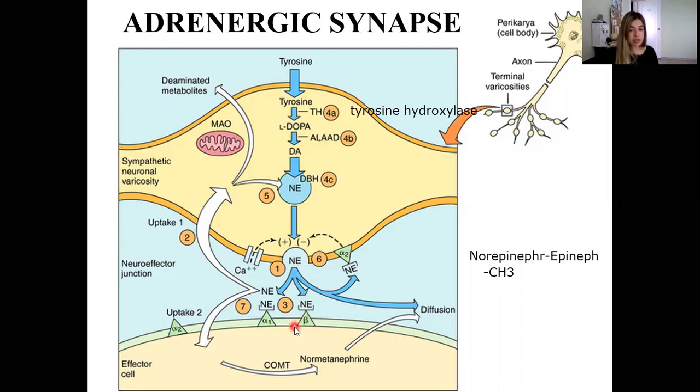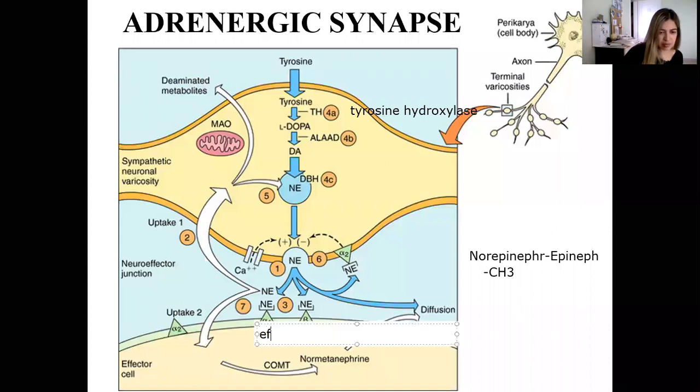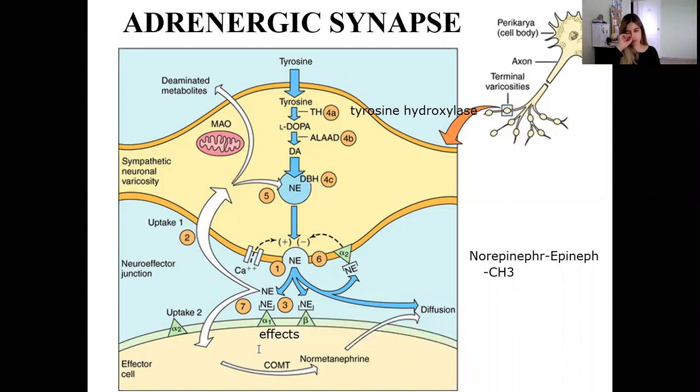Then it matters what the type of effector cell is. Some effector cells have alpha-1 receptors, some have beta receptors, some have alpha-2 receptors. Doesn't matter, norepinephrine can attach to these receptors. If it attaches to receptors, they will be stimulated and we will have some effect. I will write here: we will have some effects of these receptors. We will later talk about what the effects of those receptors can be.